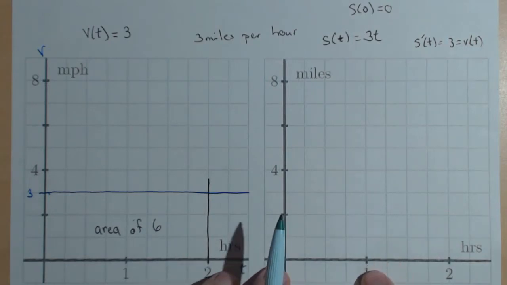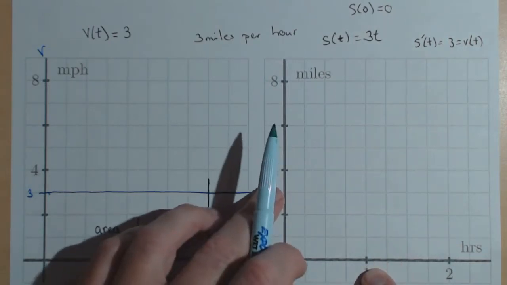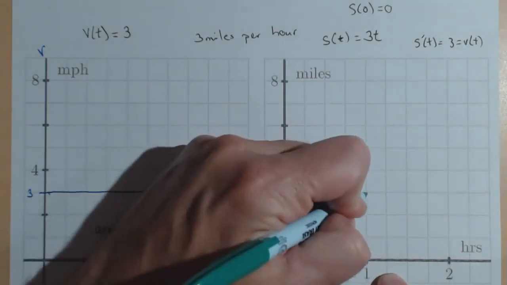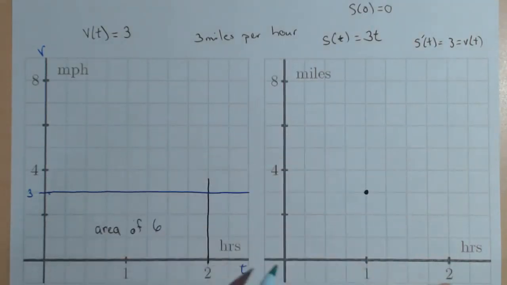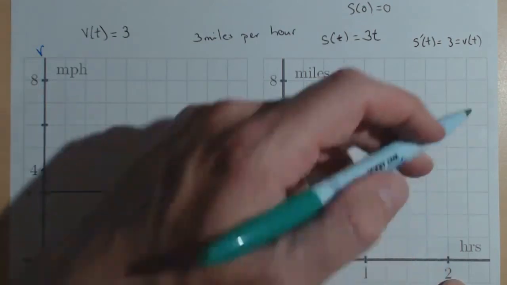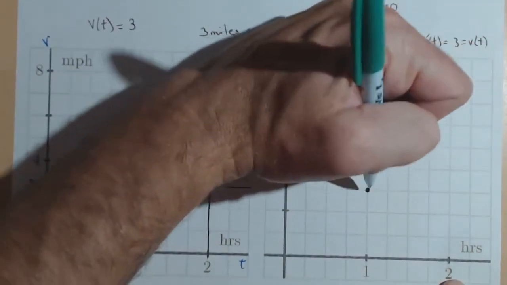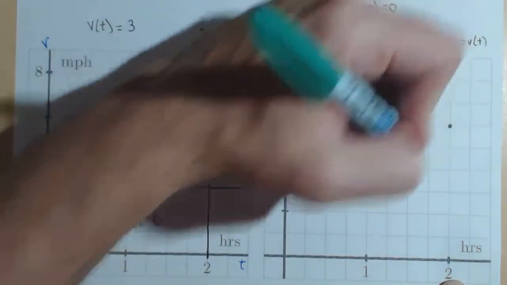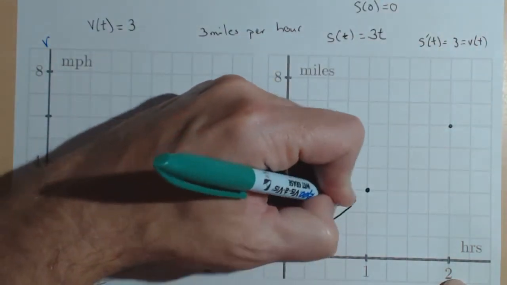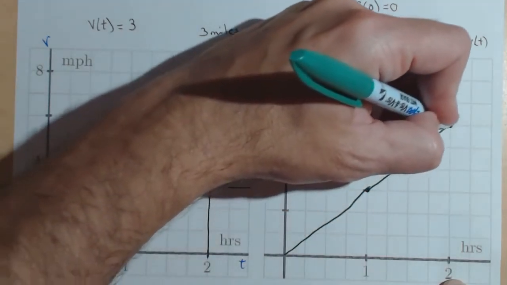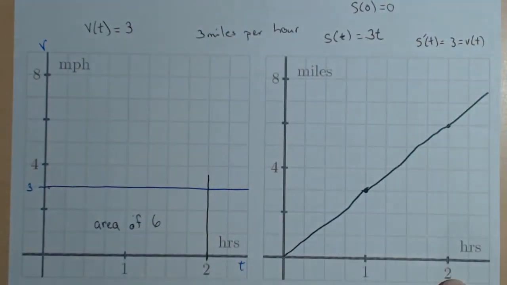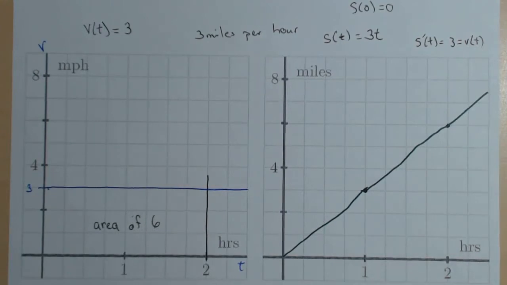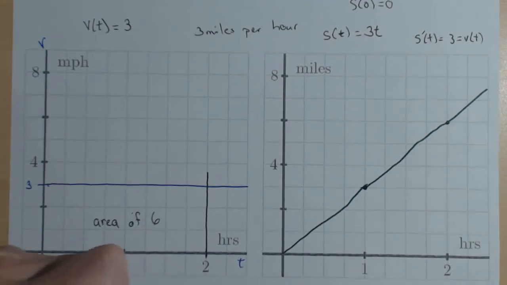So we know at 1 hour this person is going to be 3 miles. So just make sure, because our spacing is a little bit different. And at 2 hours they're going to be 6 miles. And so we have a linear function that starts at 0, 0 and increases.